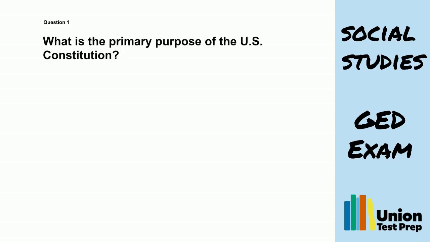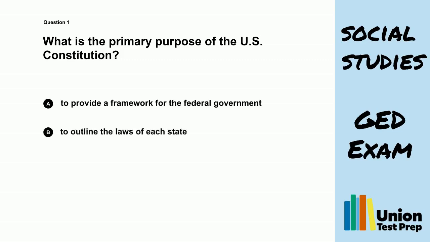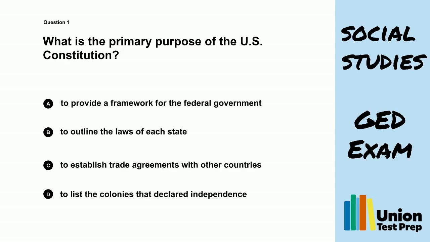Question 1. What is the primary purpose of the U.S. Constitution? A. To provide a framework for the federal government. B. To outline the laws of each state. C. To establish trade agreements with other countries. D. To list the colonies that declared independence.